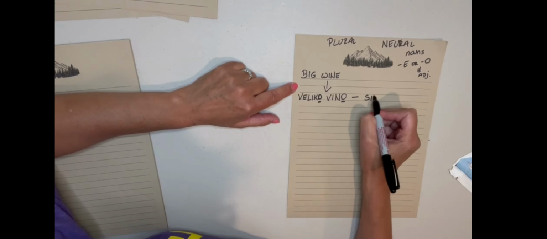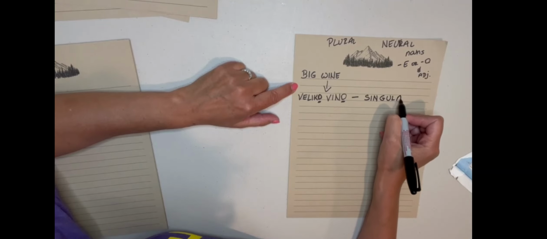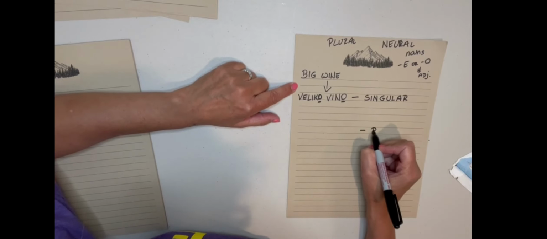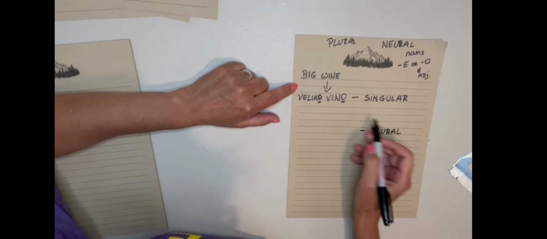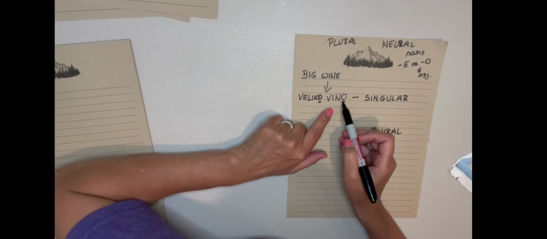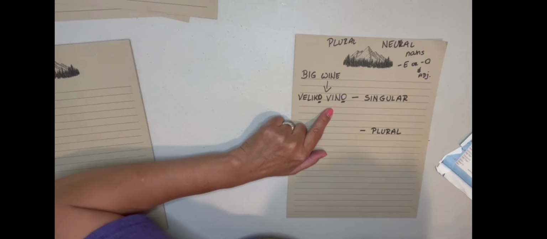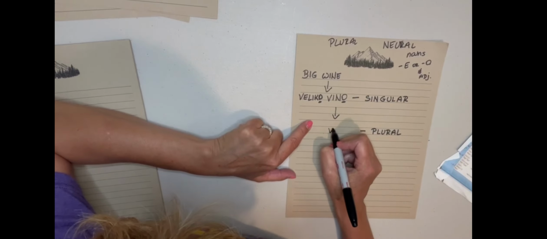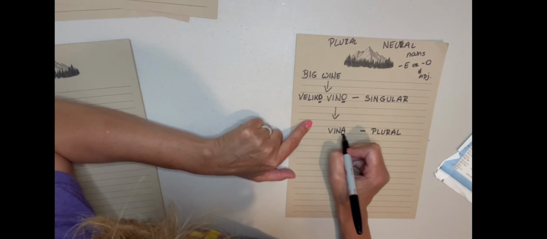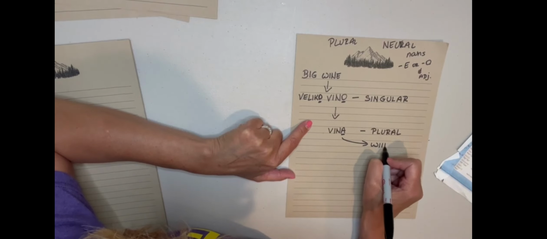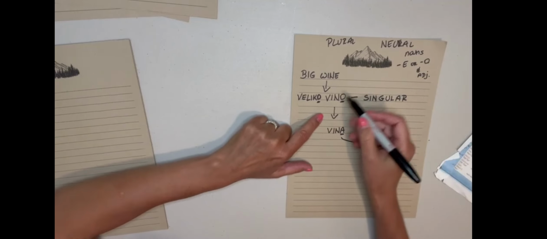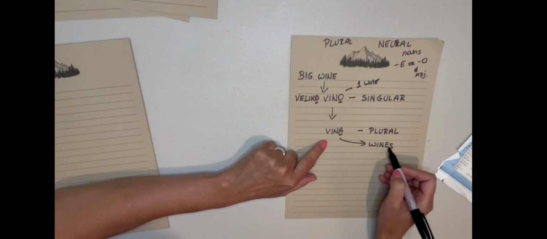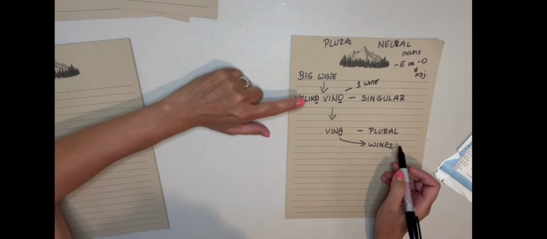So this is singular. This is a big wine. All right, to make vino plural, the O is going to change to an A. So this will change to vina. So this is wines. This is plural. So if I want to say vino, this is one wine. This is more than one wine.